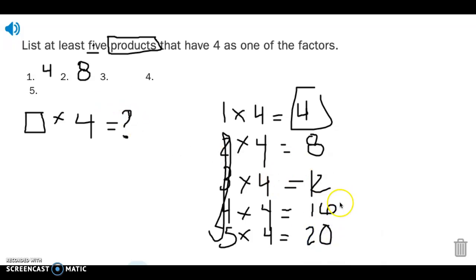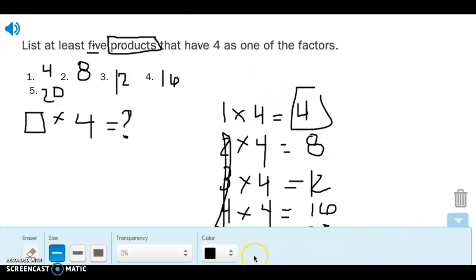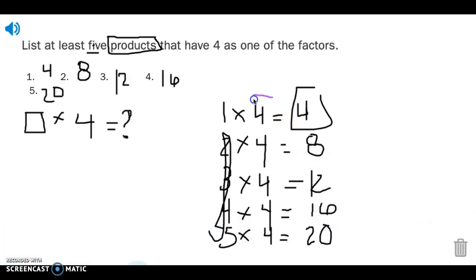So let's see, my other ones could be 12, 16, and 20. So right there I have 1, 2, 3, 4, 5 products that have, look at that, 4 as one of their factors. So all of these problems have 4 times something to make their product.